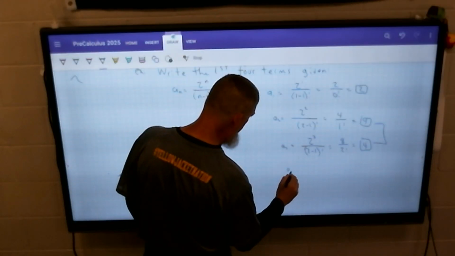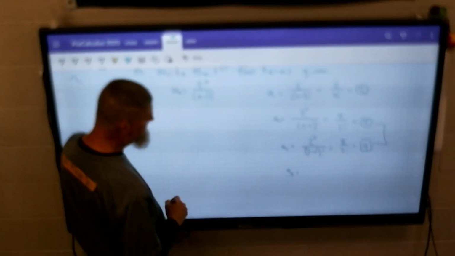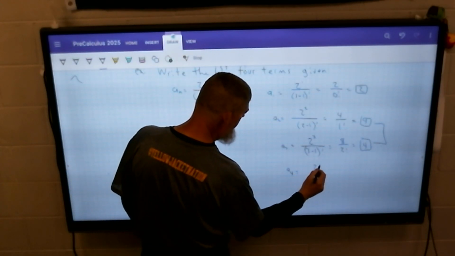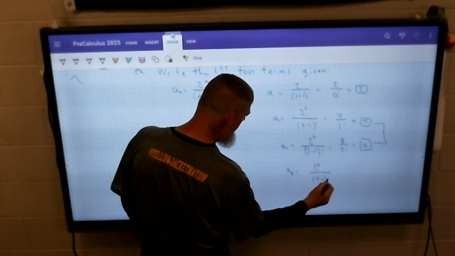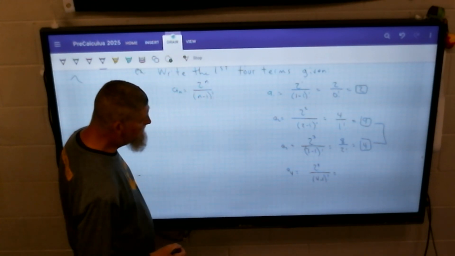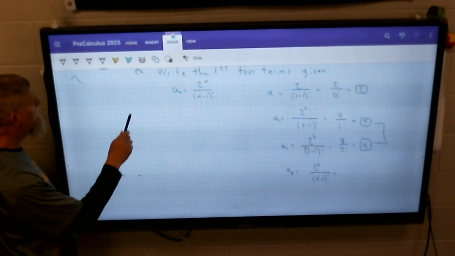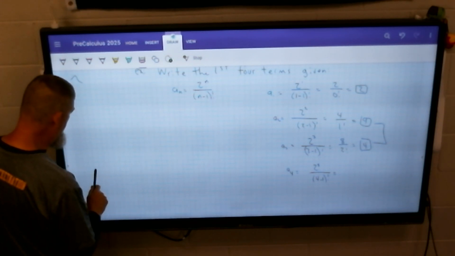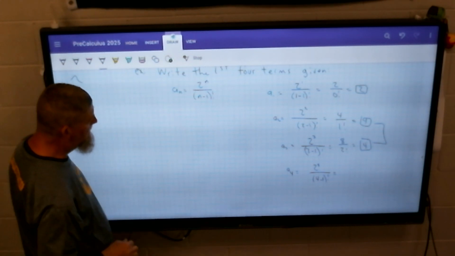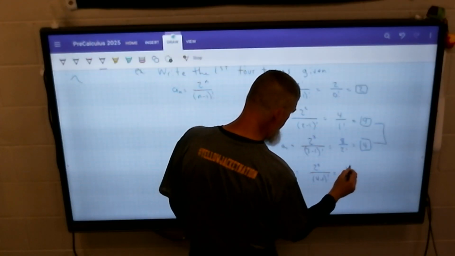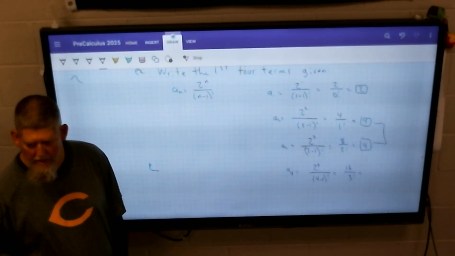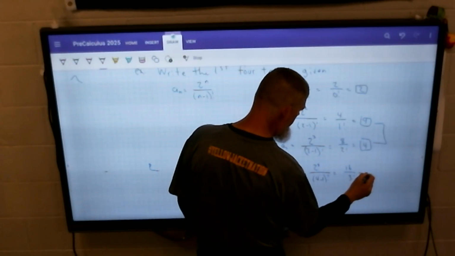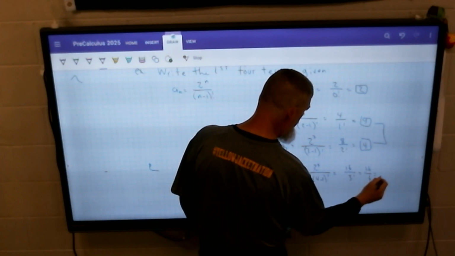What's a sub 4? 16 over 3 factorial. Oh, wait, no, so it'll be 6. 16 over 6, which reduces to 8 over 3.